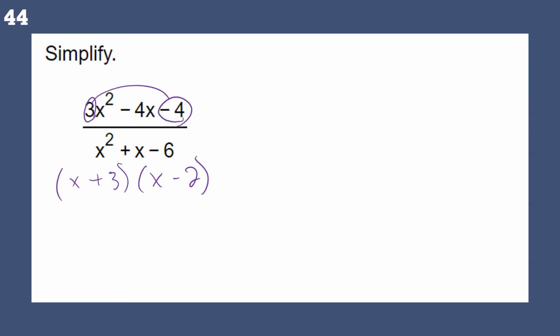I need two things that multiply to negative 12, and they add to my middle term of negative 4. So two numbers that multiply to negative 12 and add to negative 4. If you don't know off the top of your head, you can start working through and say, well, I know the bigger one has to be negative because it adds to negative. So I could say 1 and negative 12, but that doesn't add to negative 4. You can say 2 and negative 6, and actually that's it, 2 and negative 6.